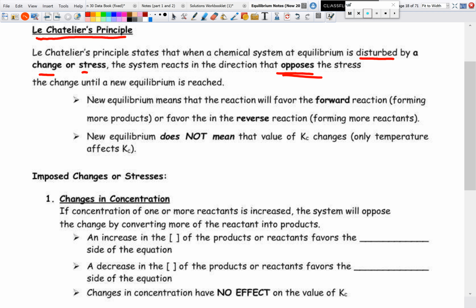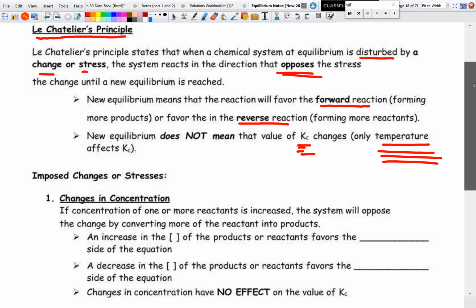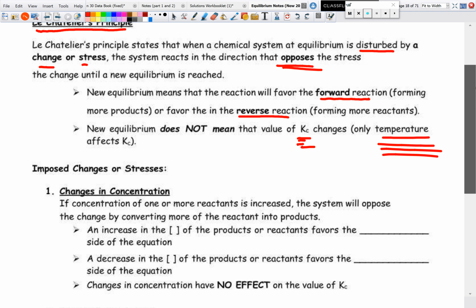So we're going to be looking at three main stresses that will actually change equilibrium, and look at ones that won't affect it at all. A new equilibrium means that the reaction will either favor the forward reaction, forming more products, or favor the reverse reaction, forming more reactants. It does not mean that the equilibrium constant will change; only temperature will change this. So let's look at some of the stresses and how things will change.